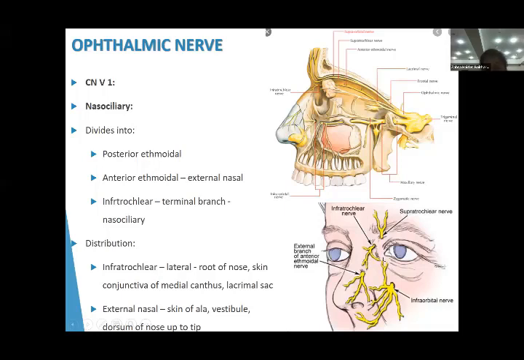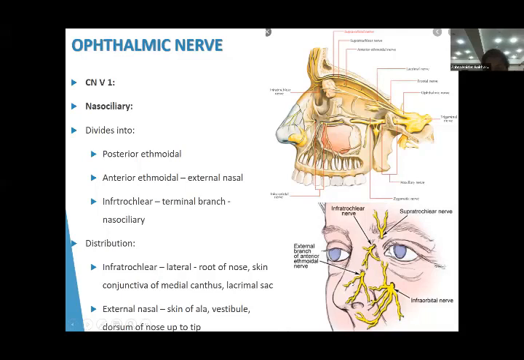So I repeat once again. The lateral part of the root of the nose is supplied by it. Skin and conjunctiva of the medial canthus of the eye, and then over here you also have the lacrimal sac, so it also supplies the lacrimal sac. This is the external nasal, okay.